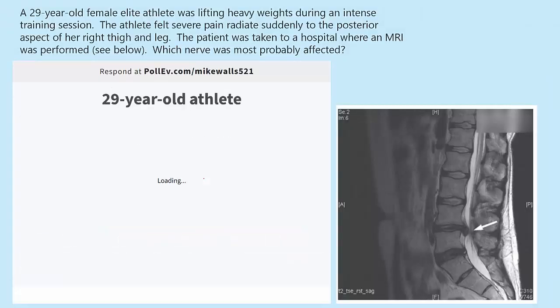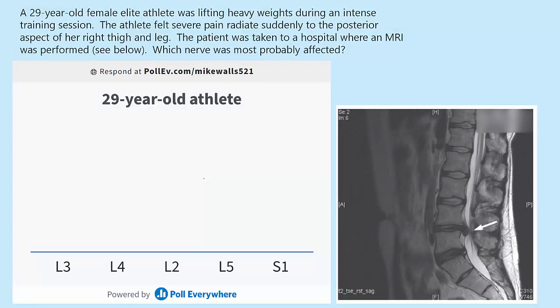So this was one of those things I had in lecture, but since I'm doing this on the computer, we can just do it here. A 29-year-old female elite athlete was lifting heavy weights during an intense training session. The athlete felt severe pain radiate suddenly to the posterior aspect of her right thigh and her right leg. So we'll consider this when we talk about the nerves that are supplying the lower limbs as well. We get an MRI at the hospital, and now you want to see which nerve was probably most affected. So this is a very common question.